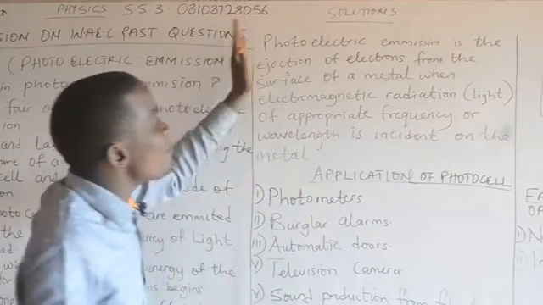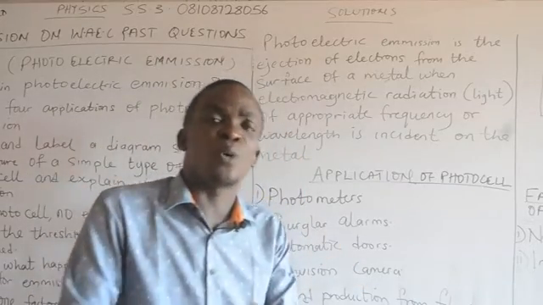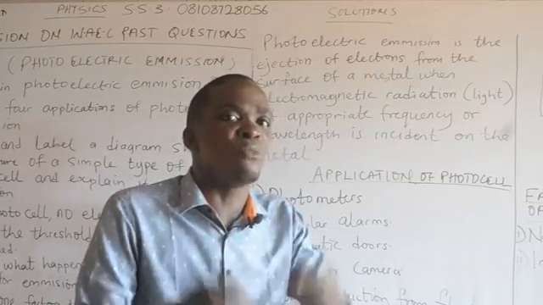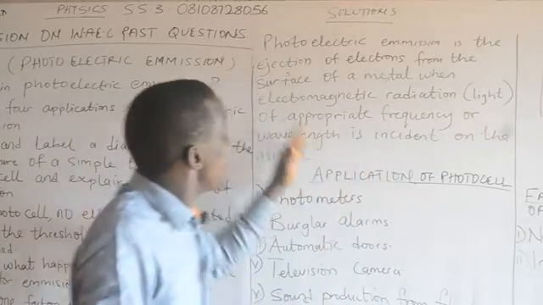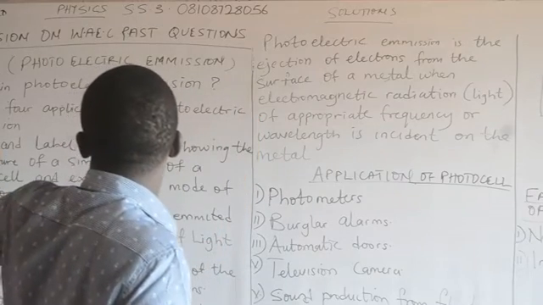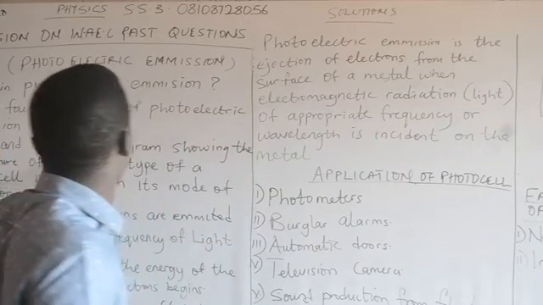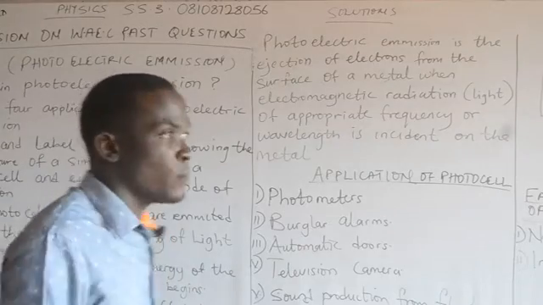Looking at this perfect definition, it is very clear that during the process of definition, we should be very careful to make sure that the points that are needed are not left behind. Now, this is the definition for photoelectric emission. The next question says, state 4 applications of photoelectric emission.